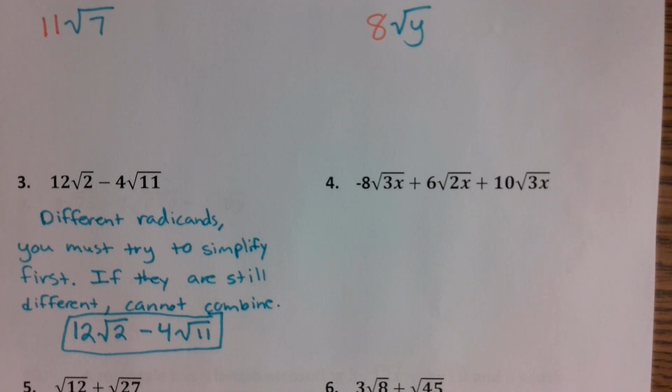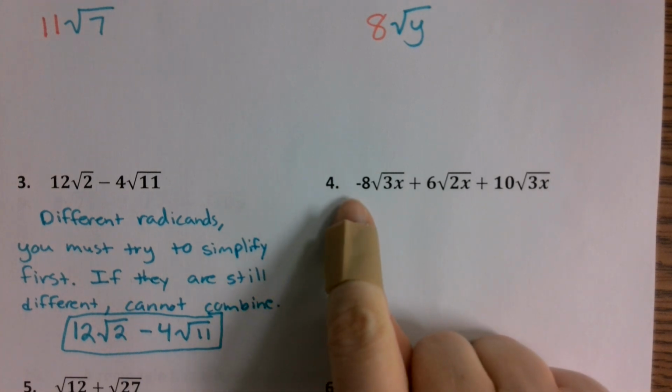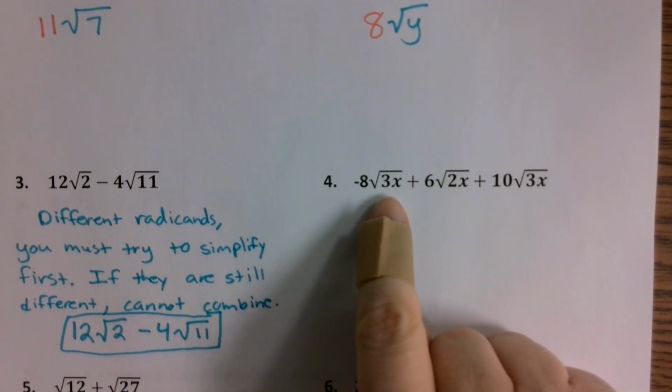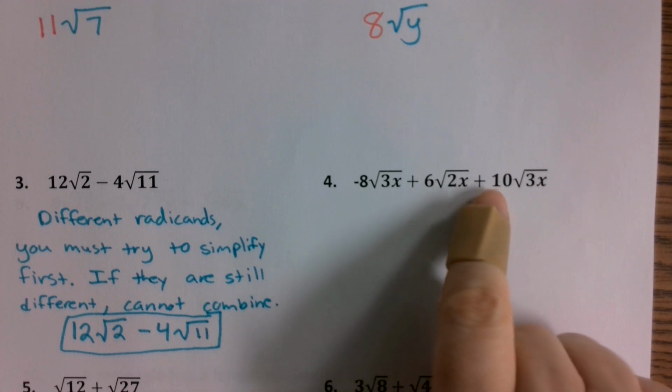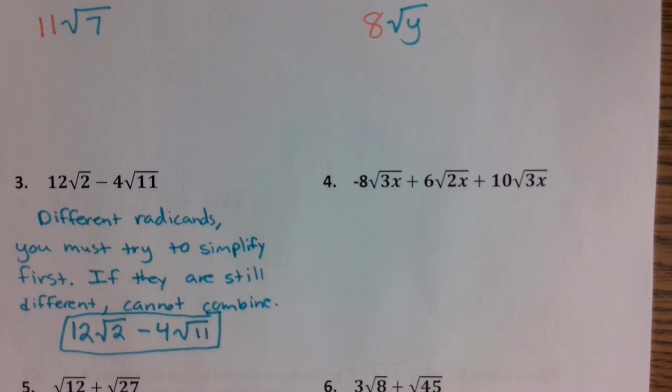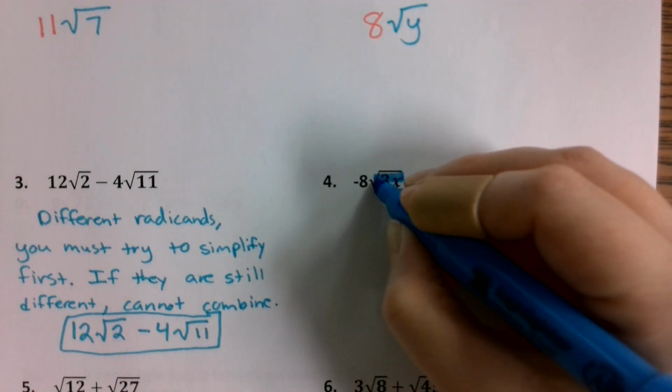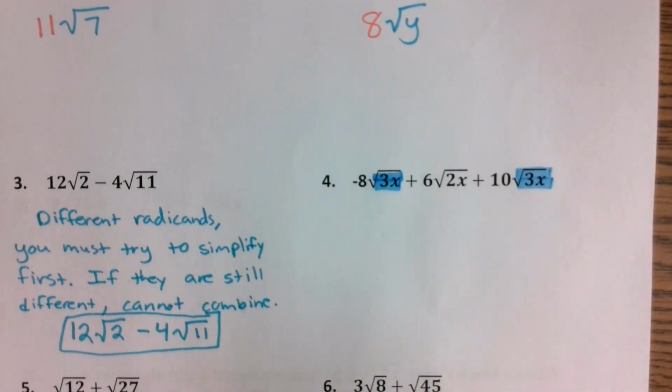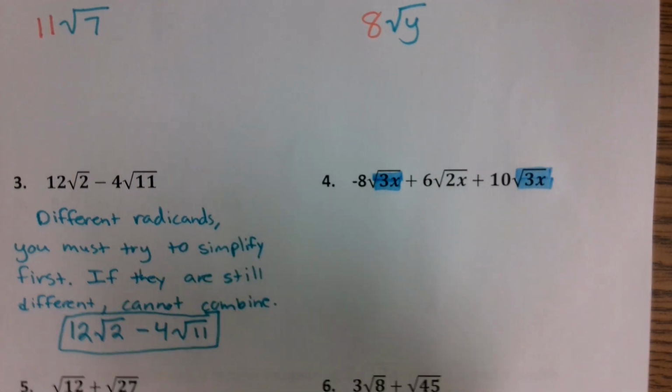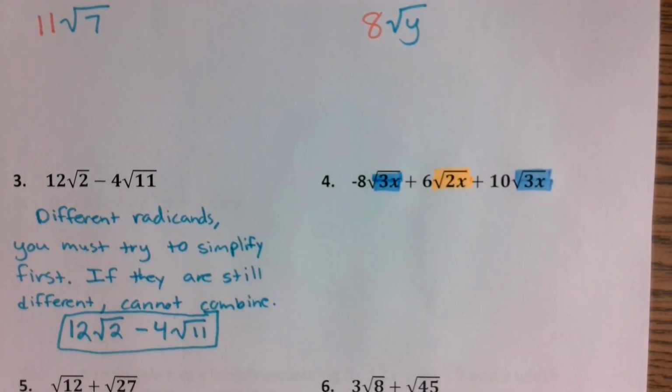Okay, now it doesn't have to just be numbers or just variables that are like. You can have a combination of number and variable, and they can still be a like radical. So for example, with number 4, we have negative 8 square root of 3x plus 6 square root of 2x plus 10 square root of 3x. We do have some that are like radicals. The square root of 3x is a like radical. Square root of 2x is not. Square root of 2x is just going to be all on its own.